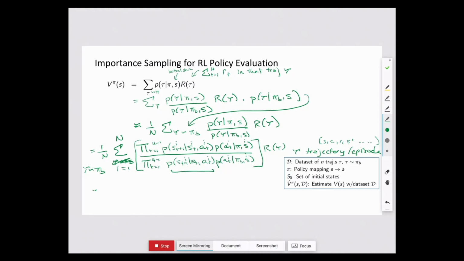So this is then going to be equal to 1 over n, sum over i equals 1 to n, product over pi of A_i,t given S_i,t divided by probability of A_i,t given pi_b and S_i,t, for t equals 1 to h minus 1, and then all times the sum of rewards for that particular trajectory.